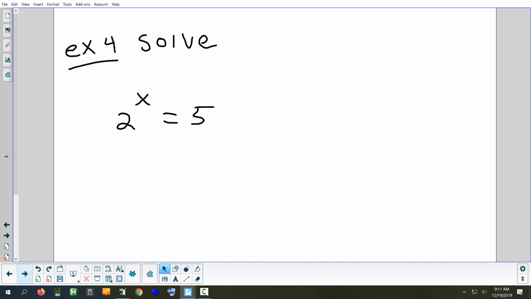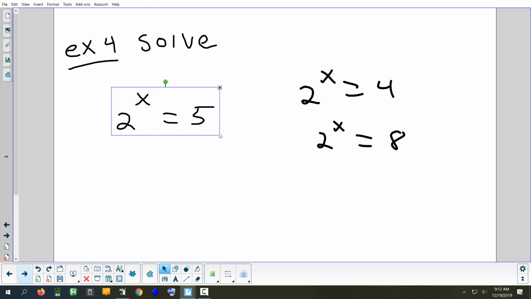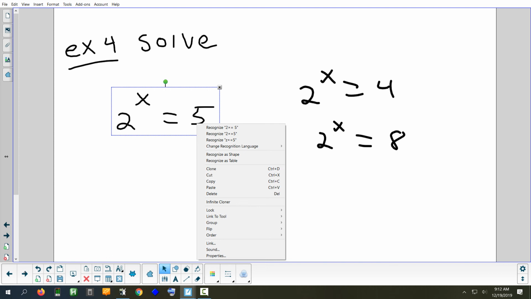Let's try this one. This is very similar to one of the first problems I put up in the week. I showed you problems like this, and I said, this is why we use logarithms. And I gave you ones like this: 2 to the x equals 4. 2 to the x equals 8. Most people were able to give me those answers. And then I changed it to a number like this, and all of a sudden it was harder because 5 is not a power of 2. So now the answer is going to be a decimal. 2 to the second power is 4, so that's too small. 2 to the third power is 8. That's too big. So the answer is somewhere between 2 and 3.